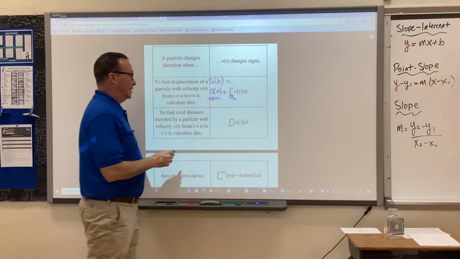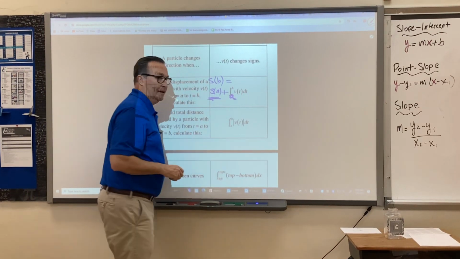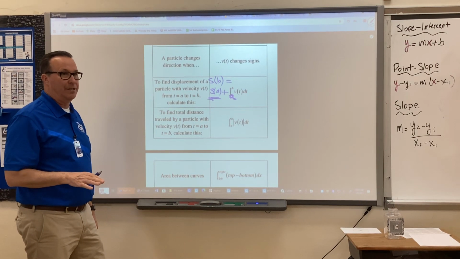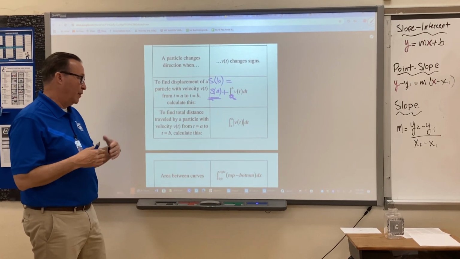The total distance is the integral of the absolute value of the velocity. So we don't need to know where it starts. We just want to know how far it's gone.